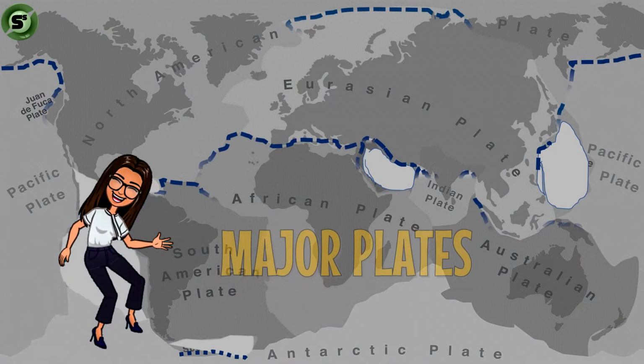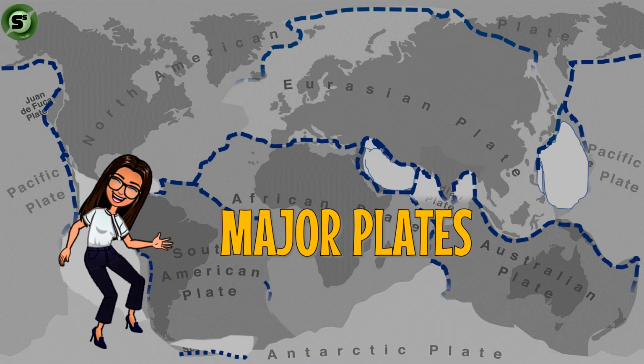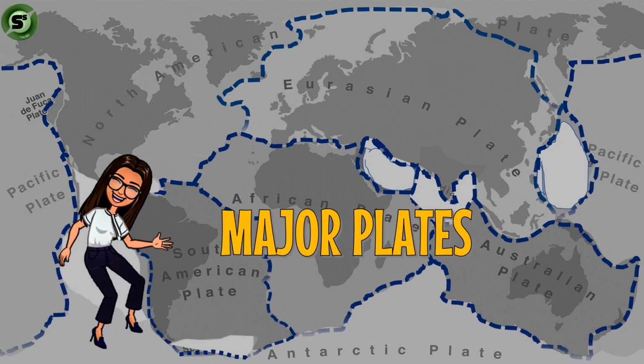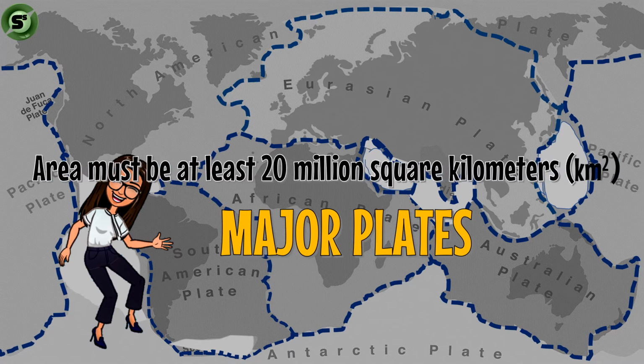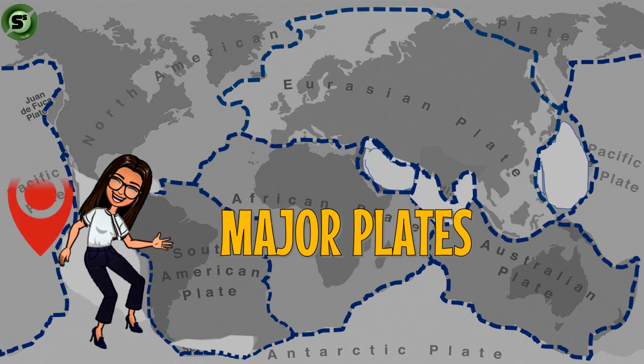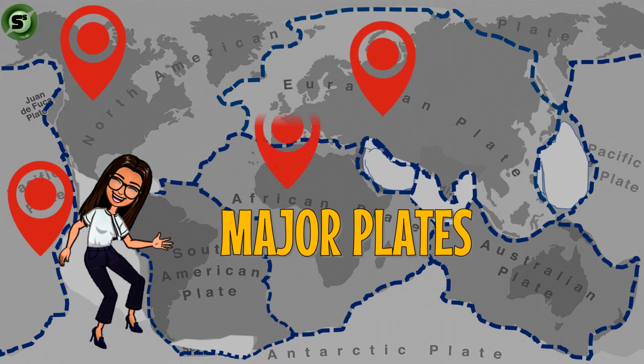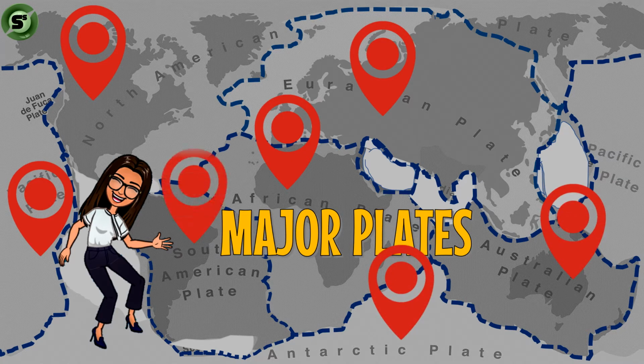Major plates are the biggest plates on the tectonic map. A major plate must have an area of at least 20 million square kilometers. The 7 major plates of the planet are the Pacific plate, the North American plate, the Eurasian plate, the African plate, the Antarctic plate, the Indo-Australian plate, and the South American plate.